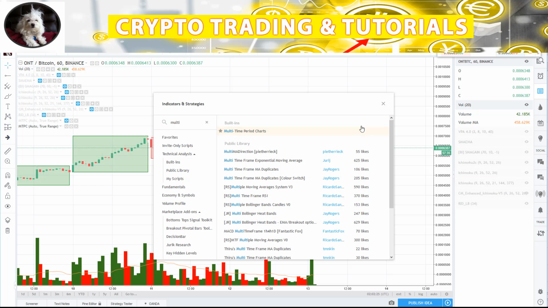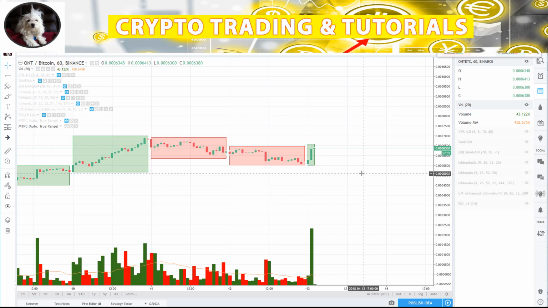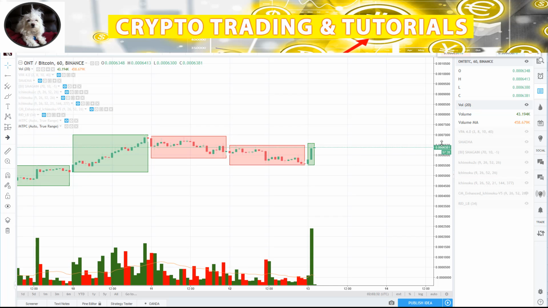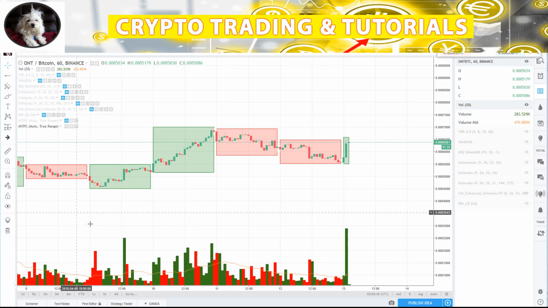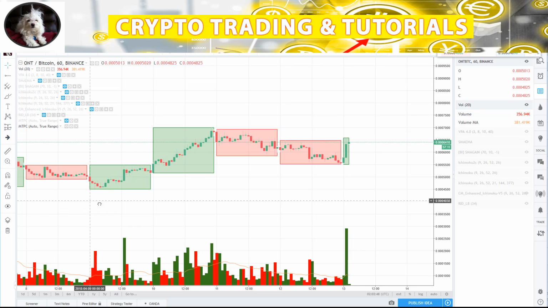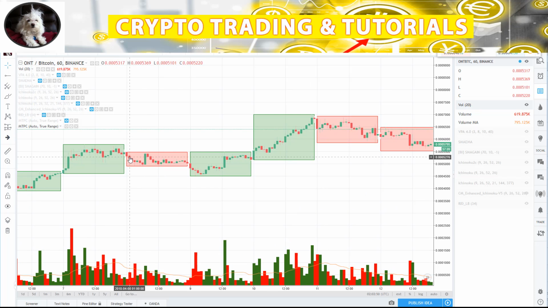Now when I click on this, you'll notice that on my chart, I'm looking at ONT BTC on the 1 hour candles, okay? And what happened here is that you'll notice there's a series of boxes. There's a red box, a green box, a green box, a red box, right? Now, what these boxes are doing is highlighting that day's price action. So this first red box here, this is the price high and this is the price low. And because it's red, that means it closed as a down day, okay?